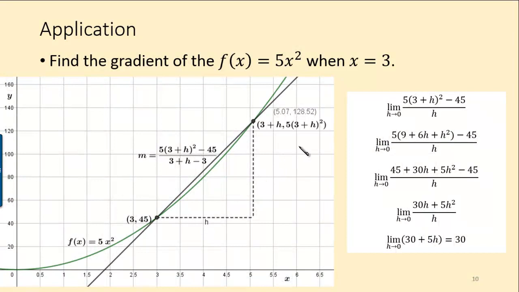So I hope that helped you to understand what is going on here. We have this function 5x squared. We want the gradient at this point. We draw a secant line. We get the gradient of that secant line using these 2 points. And then we see what the gradient of this secant line approaches as h approaches 0. And here we see that we get 30.